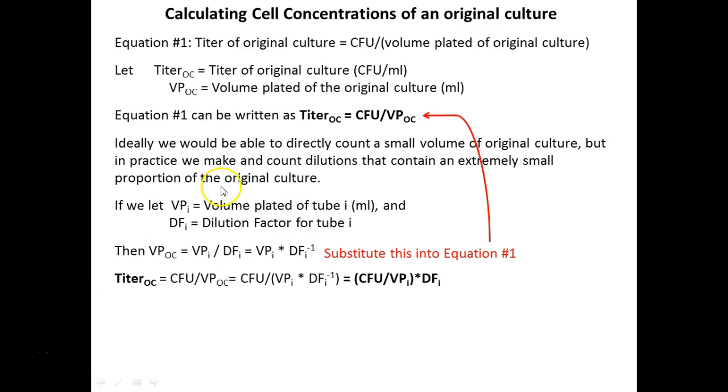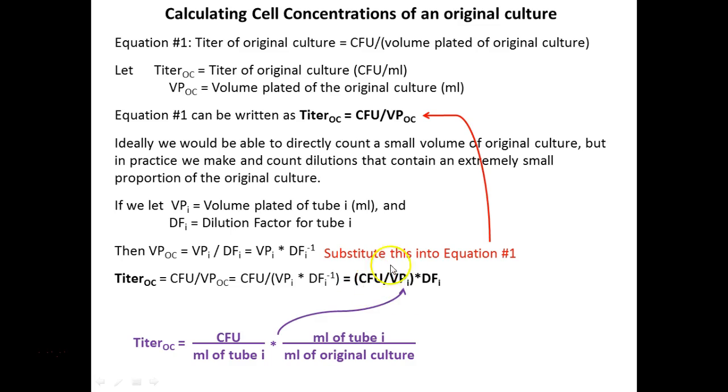So first thing that we looked at is the actual volume we plated versus how many cells we counted. But also we have to take into account the dilution of that tube. So our final equation that you guys need to know is CFUs divided by the volume plated, then times our dilution factor. So we'll go over a couple examples.